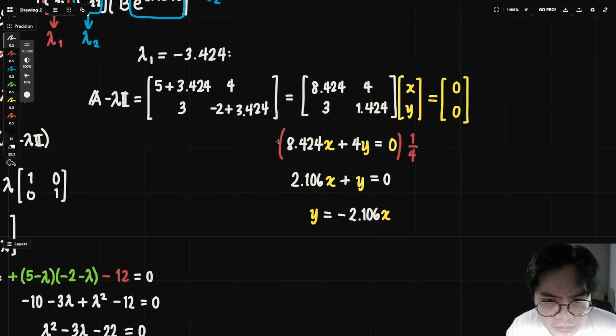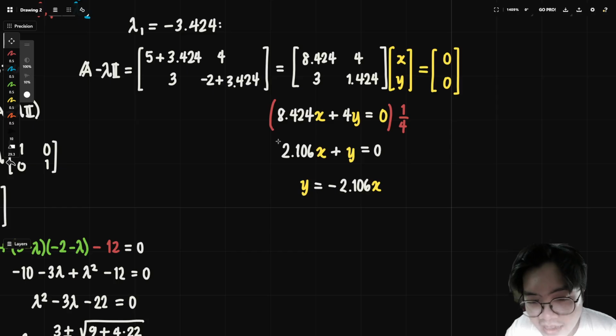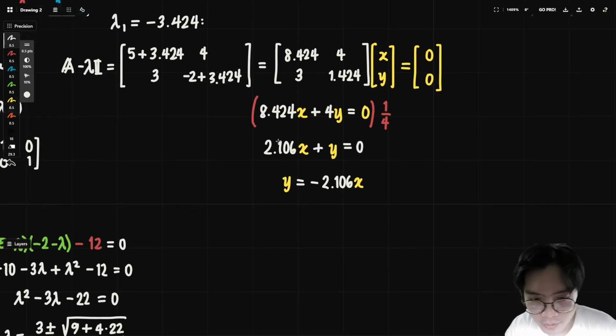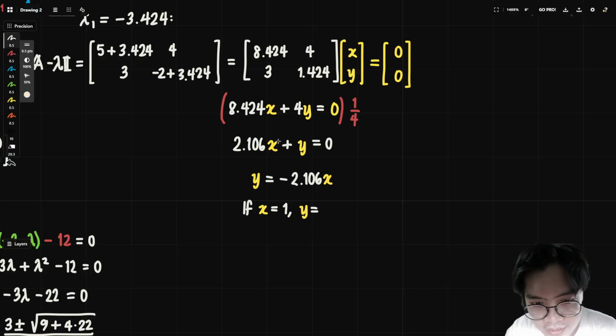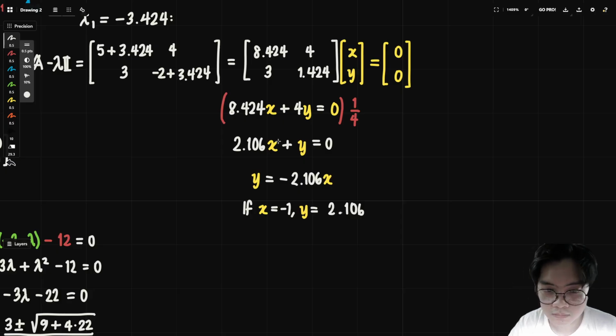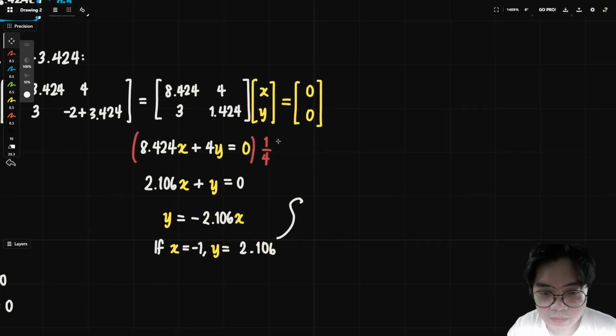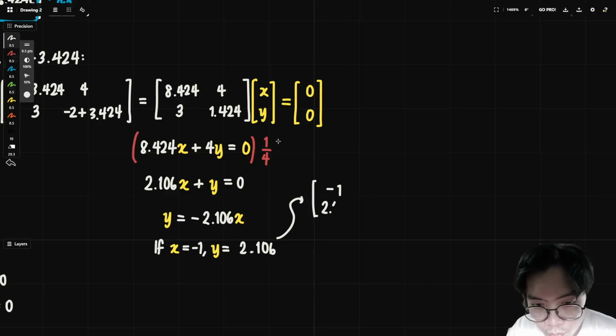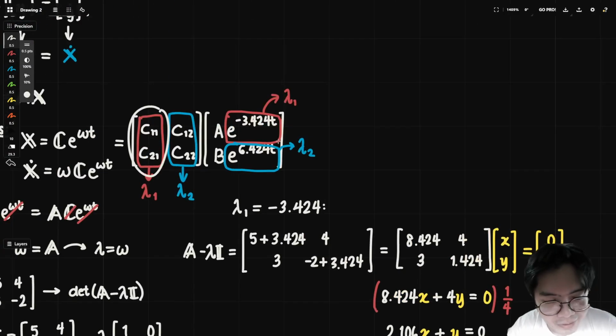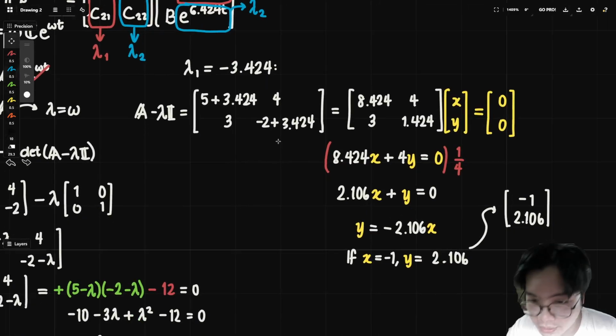What do I do with this? I substitute a really simple number: if x is equal to 1, what is the value of y? It would be negative 2.106. Or honestly, it can also be negative 1, and this becomes positive 2.106. You guys pick. This will be my column vector, negative 1, 2.106. That is how we compute a column vector. Now I know the values of C11 and C21.